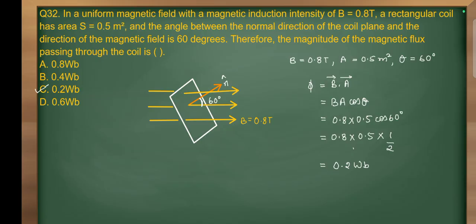Here coil is drawn with the white marker and the normal vector is making angle of 60 degree with the magnetic field. Here magnetic field is given as 0.8 Tesla, area is given as 0.5 meter square, and theta is given as 60 degree. So the magnetic flux passing through the given area is B dot A, which is equal to BA cos theta. We will put the value of B, that is 0.8, and area, that is 0.5, into cos 60 degree, which is equal to 0.2 Tesla. So option C is correct.